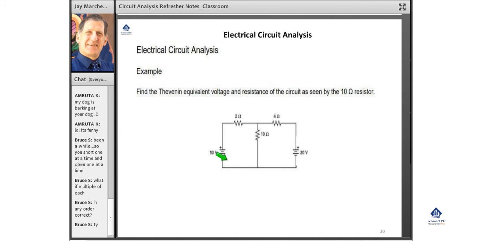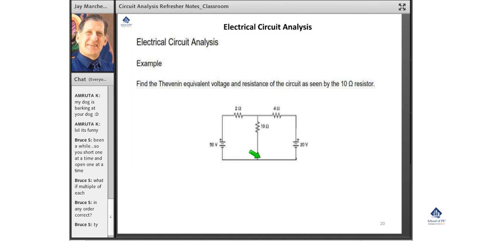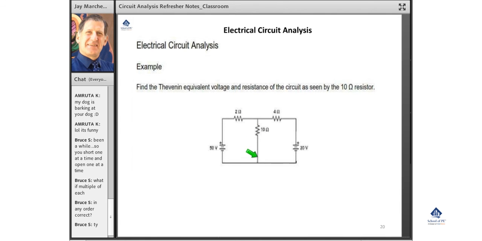Let's take a look at an example. Suppose we have this circuit here, 50 volts, 20 volts, a couple of resistances in here, and it says find the Thevenin equivalent voltage and resistance as seen by the 10 ohm resistor. So we're considering the 10 ohm resistor to be the load resistance.